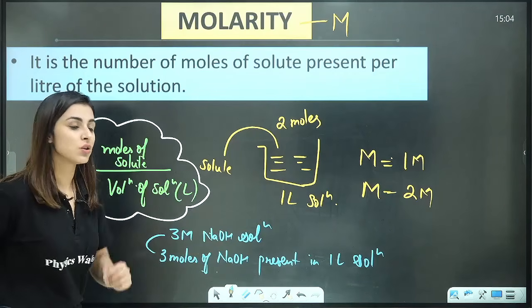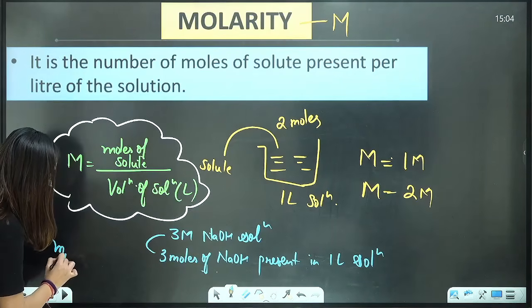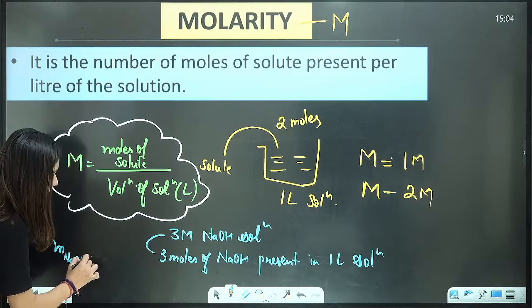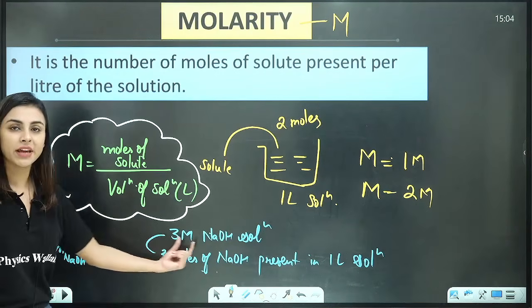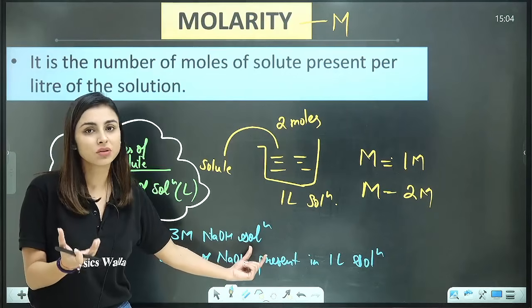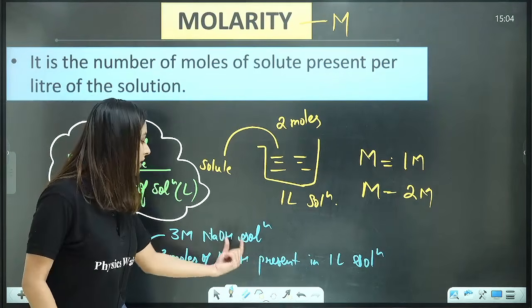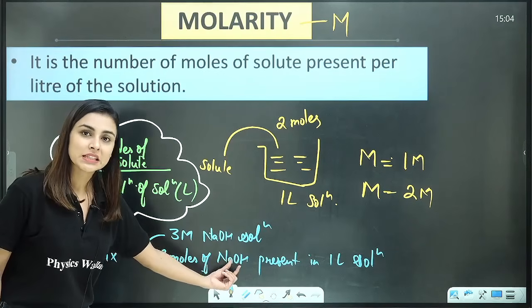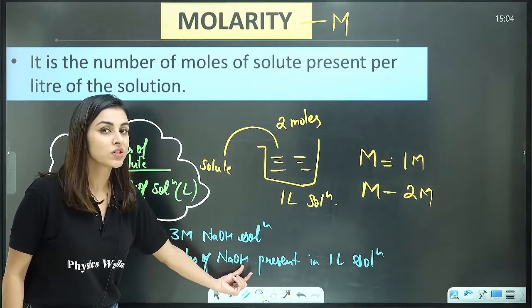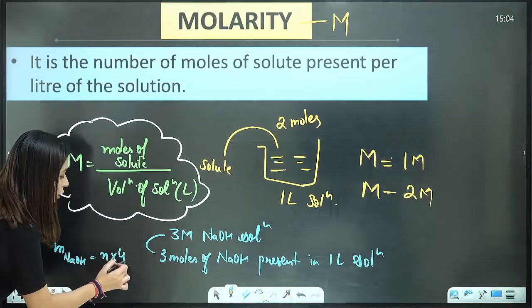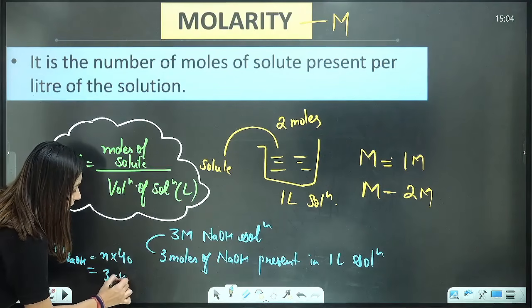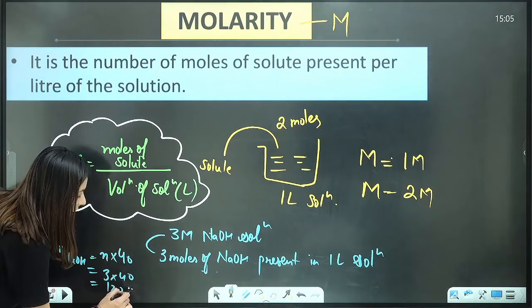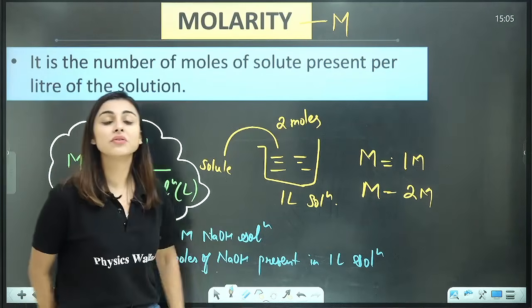You can see you have 3 moles of NaOH. Now if I ask you what is the mass of NaOH, you know that number of moles into molar mass of NaOH will give me the total mass of NaOH. Yes, what is the molar mass of NaOH, my dear students? 23 plus 16 plus 1, which is 40. So 3 into 40 is equal to 120 grams. So you have 120 grams of NaOH.